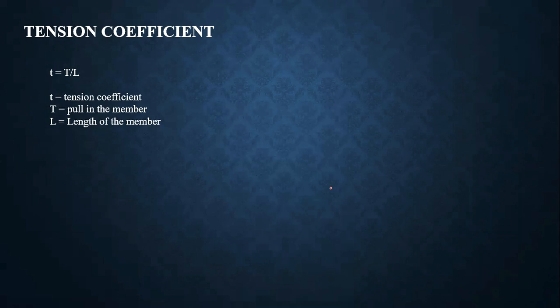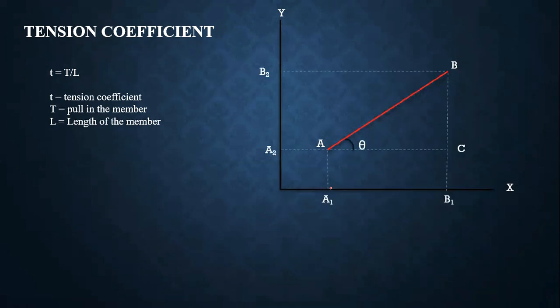Before considering a member, first we choose a plane, the XY plane, and now consider a member AB. A1 and B1 are the reference points on the X axis, and A2 and B2 on the Y axis. The coordinates of the points A and B will be: at A it is XA comma YA, at B it will be XB comma YB.